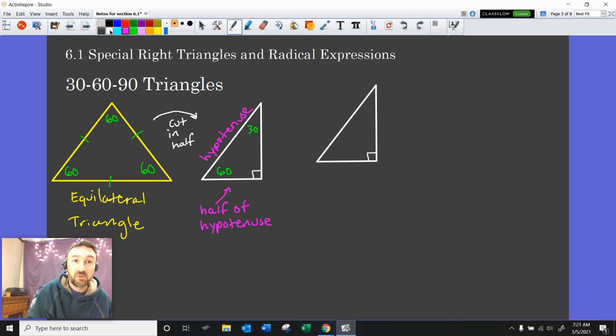I'm going to call this a unit right triangle. Unit just means that one of the side lengths is 1. So I'm going to say that this shortest side is 1. This is, of course, a triangle that has angles 30 degrees, 60 degrees, and 90 degrees. Now, if that shortest side is 1, I know that shortest side is half of the hypotenuse. Therefore, the hypotenuse must be 2. See, I'm using some proportional reasoning there.